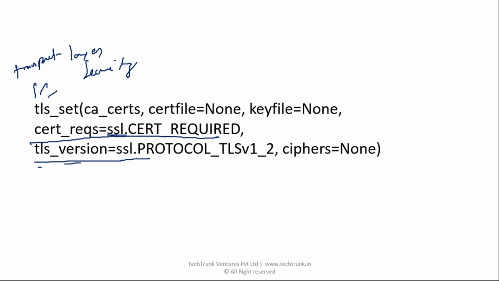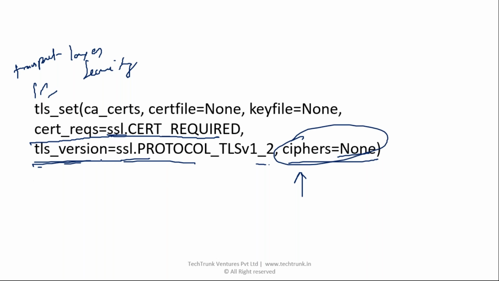So tls_version is ssl.PROTOCOL_TLSv1_2, ciphers equals None. The meaning of ciphers is, let's say you're using any other third-party encryption method, like you're a cryptography expert and you're designing your own encryption method, so you can provide that file over here, ciphers equal to the name of that file. If you're using your own encryption method, then you can provide that over here, and you need to also get it verified from Amazon as well. So in case we are not doing that, we can simply provide None.